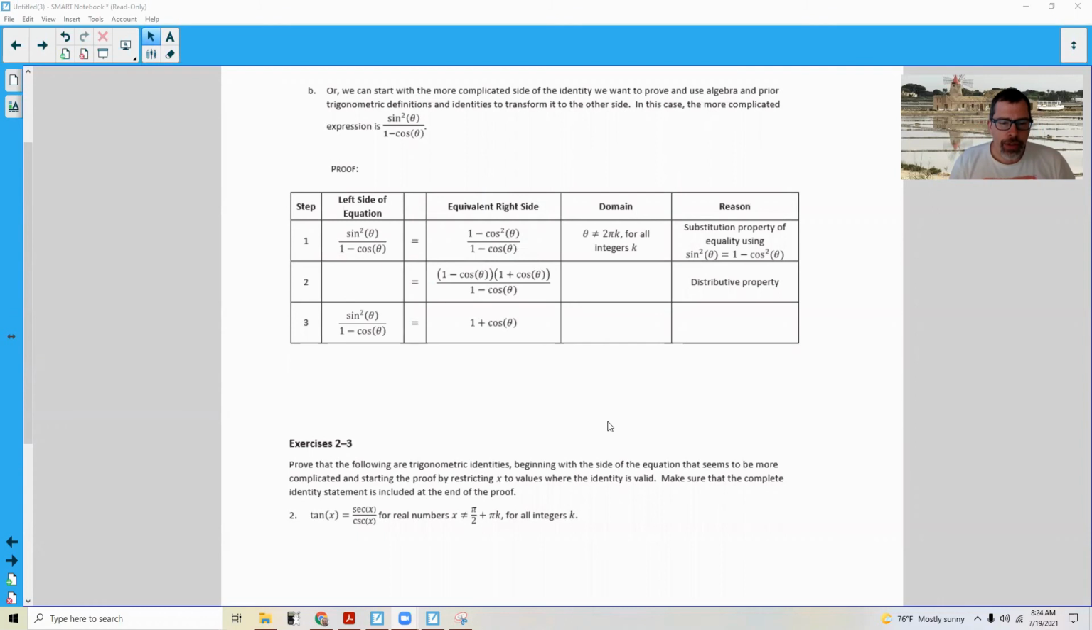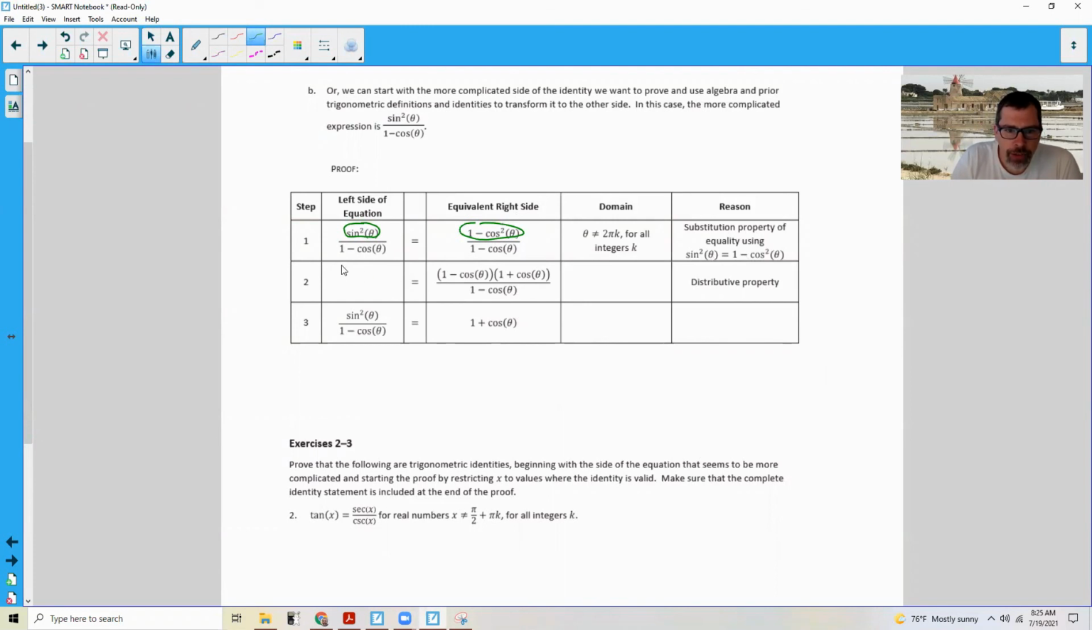So we take sine squared theta divided by 1 minus cosine theta equals 1 minus cosine squared theta over 1 minus cosine theta. So what happened there was the substitution property of equality using sine squared theta equals 1 minus cosine squared theta. So we did this already on page 1. All they did was take this and put this in its place because we have an identity that says they're equal. It's just an adjustment of the Pythagorean identity. So step 2, this isn't going to change.